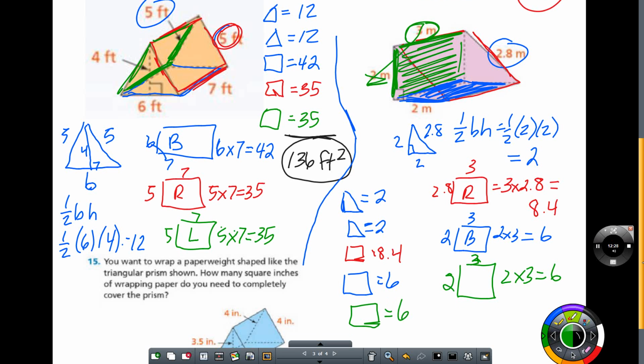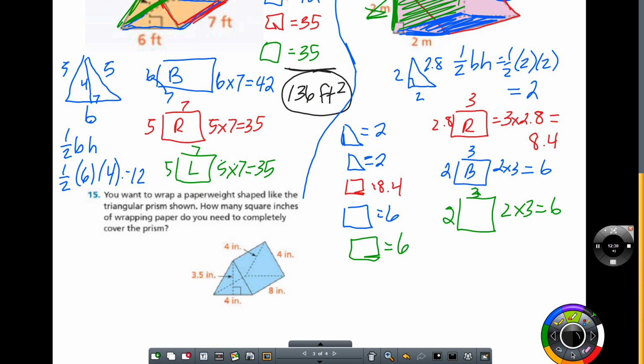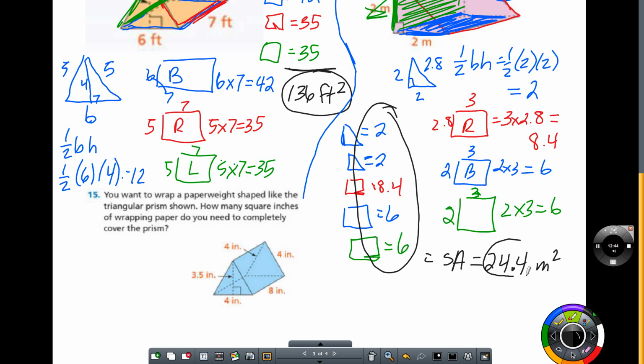So to find our surface area, all we need to do, once again, is add up these numbers right here. 2 plus 2 plus 8.4 plus 6 plus 6 is going to give us a total surface area of 24.4 meters squared.